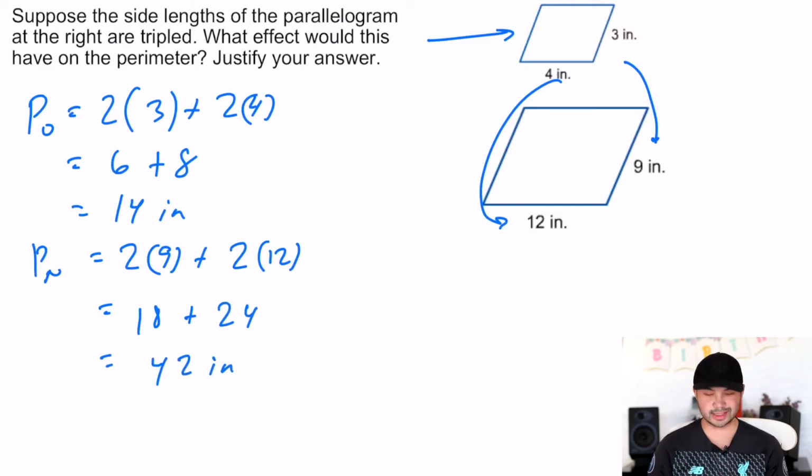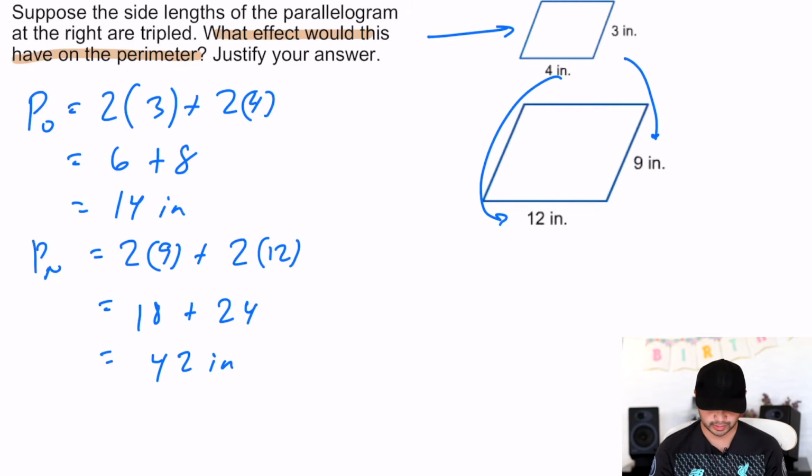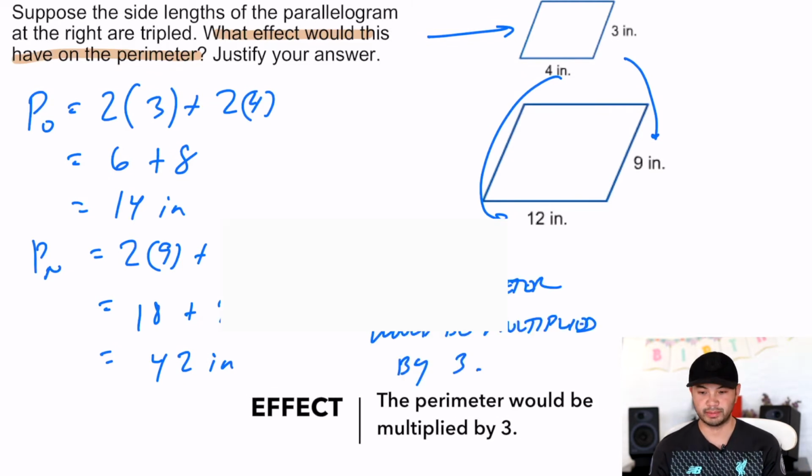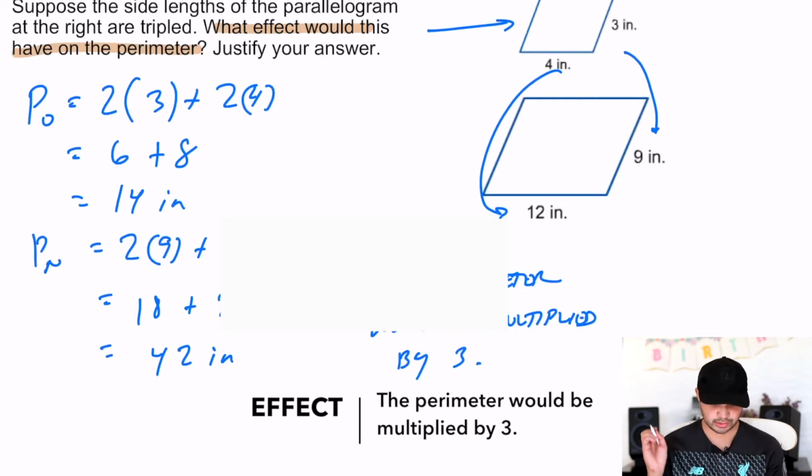That's not exactly what it's asking. It's asking, what effect would this have on the perimeter? The effect would be that the perimeter is multiplied by 3. Good. And you actually didn't have to find the perimeter of that. You just had to know that perimeter is a one-dimensional measure. If each of the dimensions is multiplied by 3, then the entire perimeter is going to be multiplied by 3 as well.